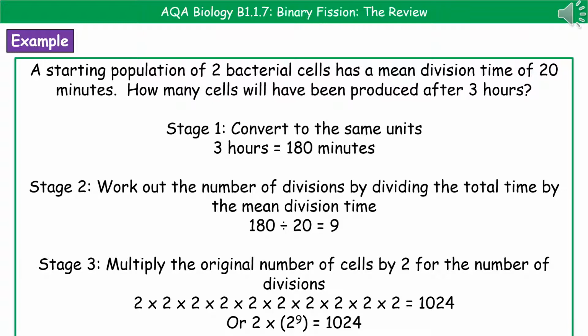Or you could do 2 times 2 to the power 9. So all you need to do is 2 to the power of however many divisions there were, and then multiply your original number by that. So that's the easier way to do it in an exam to save potential errors in counting. If you want to just literally do it as doubling it each and every time, you can, but think about which way is more appropriate for you as an individual.